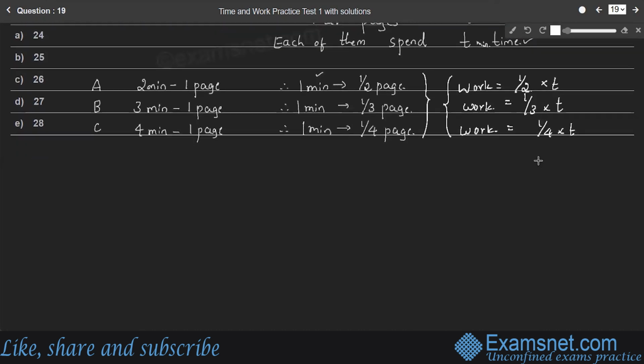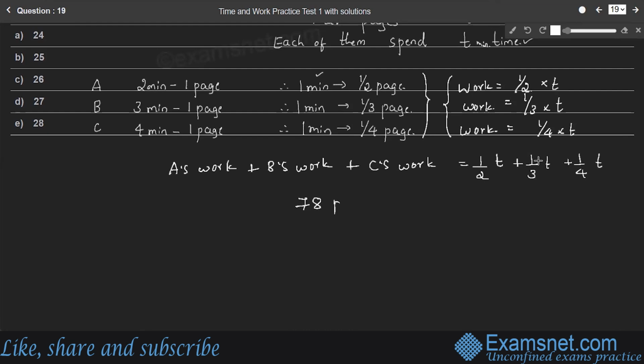Their total work is reading 78 pages. Therefore, A's work plus B's work plus C's work is equal to 1 by 2 t plus 1 by 3 t plus 1 by 4 t. So their total work is 78 pages.